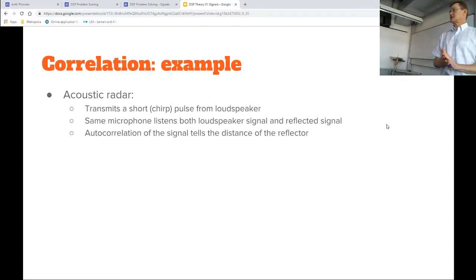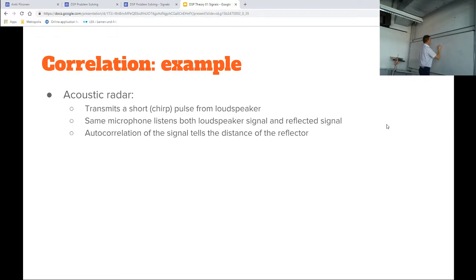Some examples of where correlation is used. Acoustic radar. A short pulse from a loudspeaker, and then the microphone listens to both the sent pulse and the one that comes back. All right, so loudspeaker, microphone. There is the reflecting object.